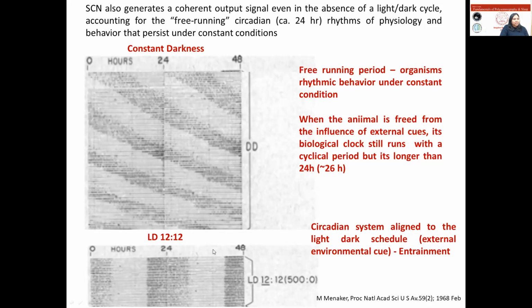What happens to the system when subjected to a light-dark schedule of 12 and 12 is that it synchronizes the activity at light on, especially because this study was done in a diurnal animal, which is active during the day and sleeps during the night. It synchronizes the activity at light on and goes on to continue the sleep, and becomes active when the light is on again and goes on to sleep.